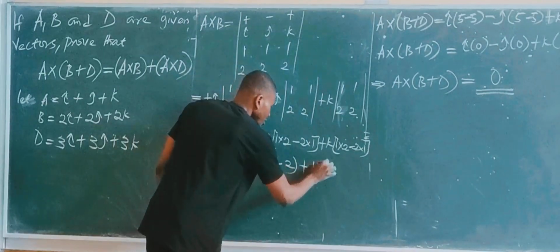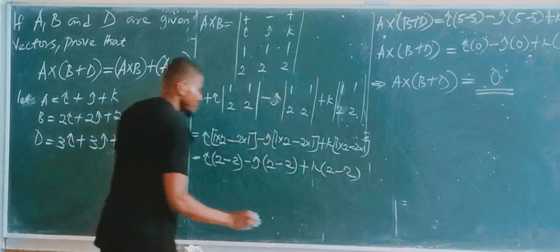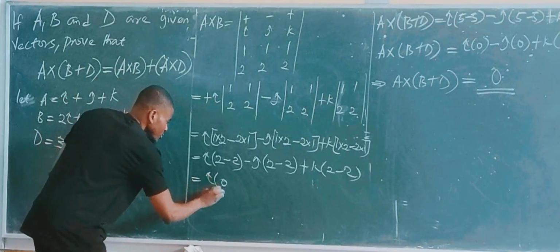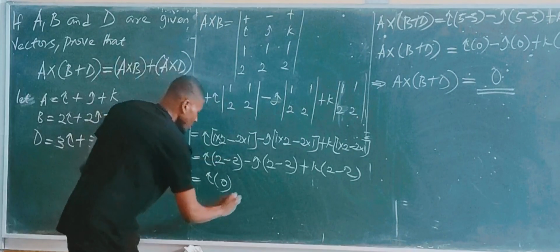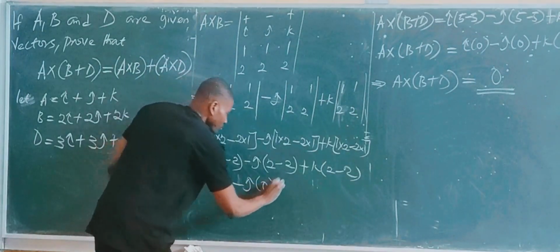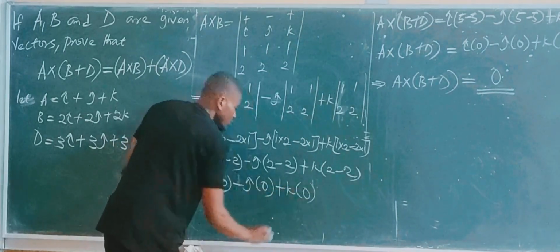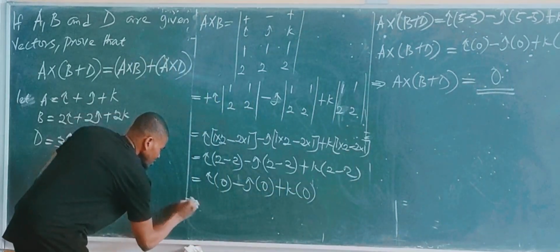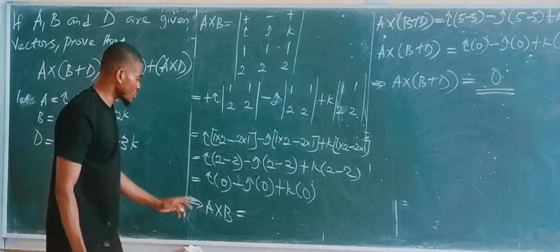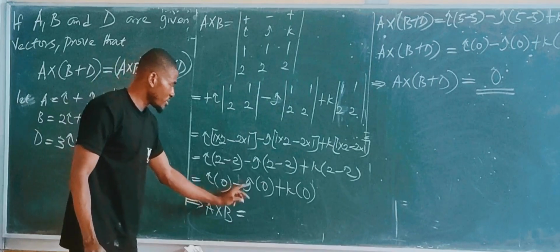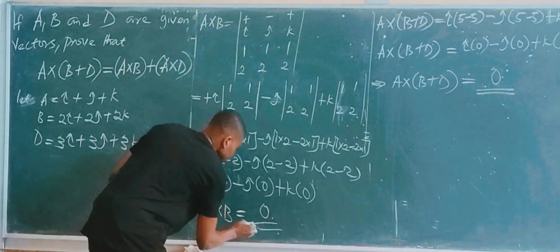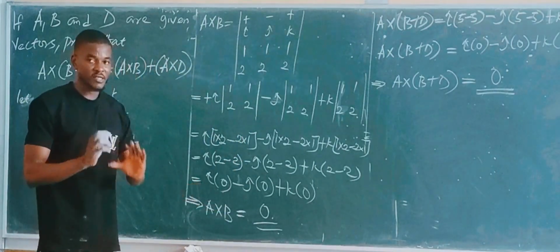Okay, plus k into 2 minus 2. So this is now equal to i into 0, plus 2 minus 2 is 0, plus minus j into 0, plus k into 0. So that simply implies that A cross B is actually equal to 1 by 0 is 0, j by 0 is 0, everything here gives us simply 0. So we'll keep this aside. So A cross B is actually 0.